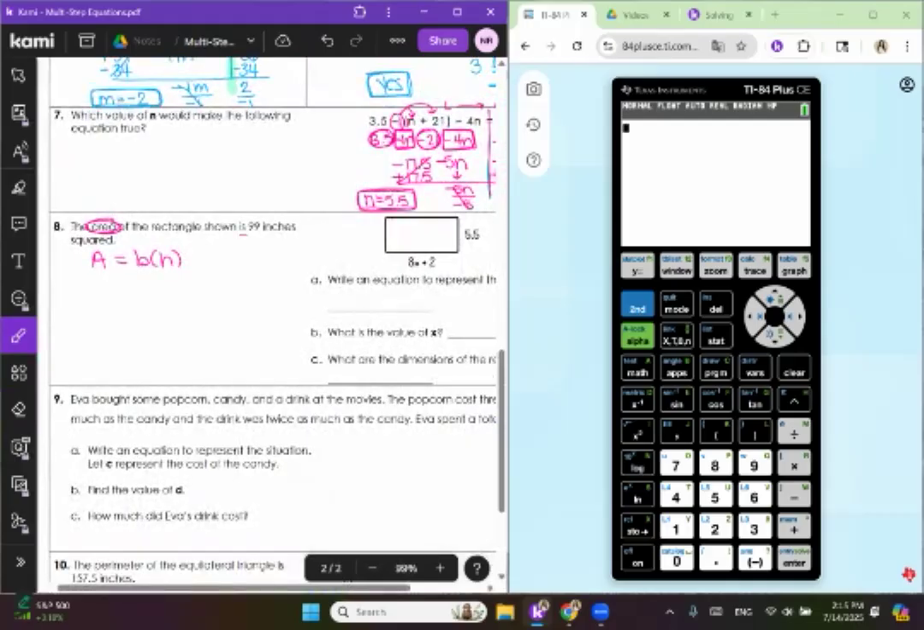So it says the area is 99. I'm going to replace the area with the number 99. The base of this is 8x plus 2. The height is 5.5. Now it says write the equation. So 99 equals 8x plus 2 times 5.5.